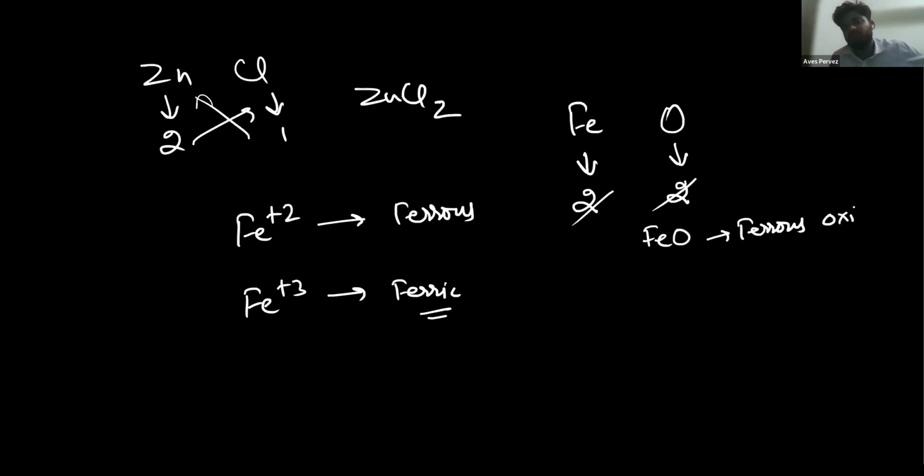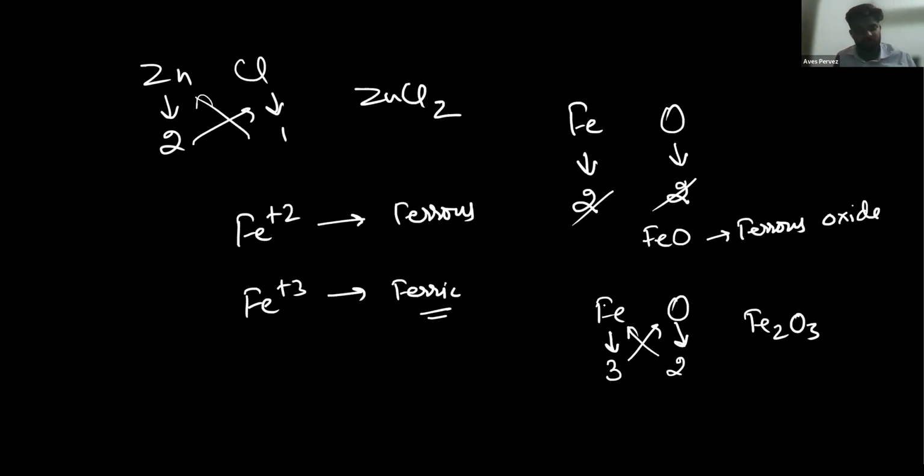If somebody asks you to write the formula of ferric oxide, iron has +3 valency and oxygen has 2. When you cross multiply these two, you will get Fe2O3. Got my point? Yes, sir. Okay.